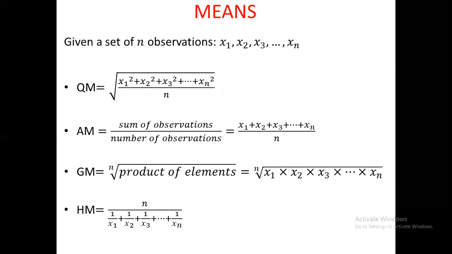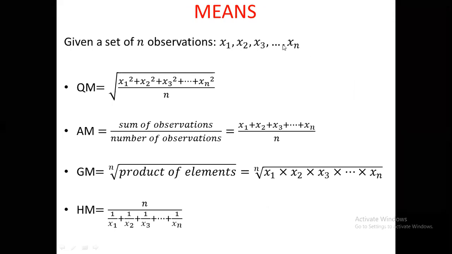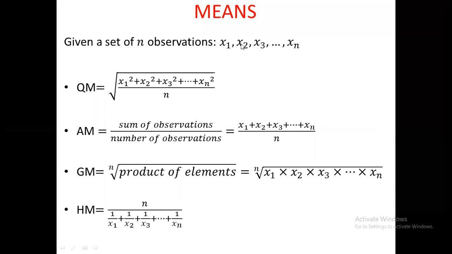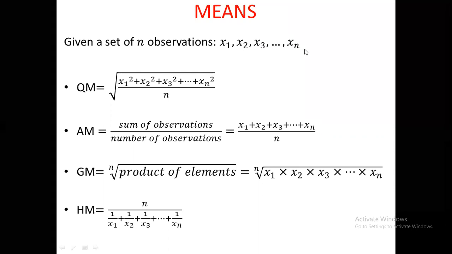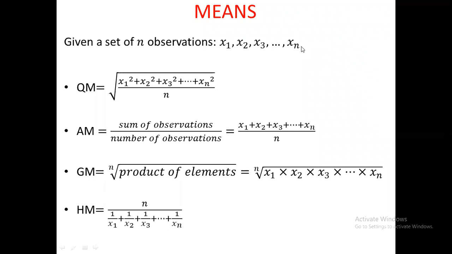Okay, so where we are, given a set of n observations, x1, x2, x3, ellipsis, xn. This is simply saying we have n observations. The ellipsis means there are more terms that are not captured. This is the first term, the second term, the third term, the fourth term, the fifth term, and it continues onto a certain nth term. That's basically what this is saying.